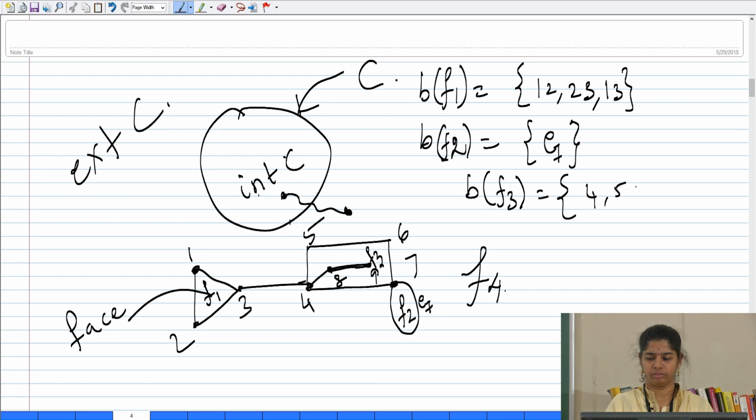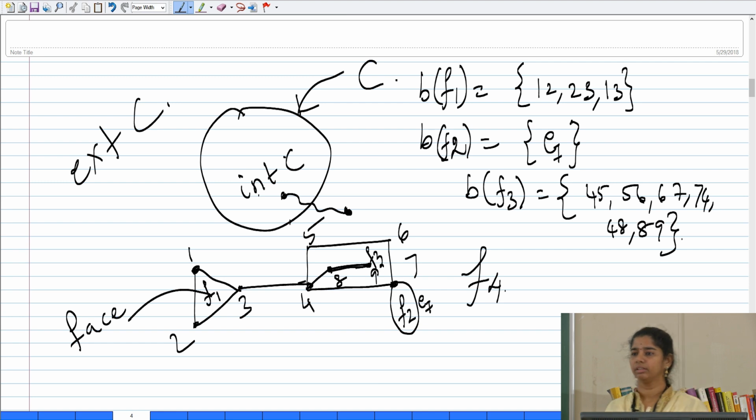4 5, sorry, 4 5, 5 6, 6 7, 7 4, 4 8, 8 9, right. So now I see doubt why 4 8 and 8 9 are coming into the picture, right. That is what I said: when we look into boundaries, every edge is accounted for, right.